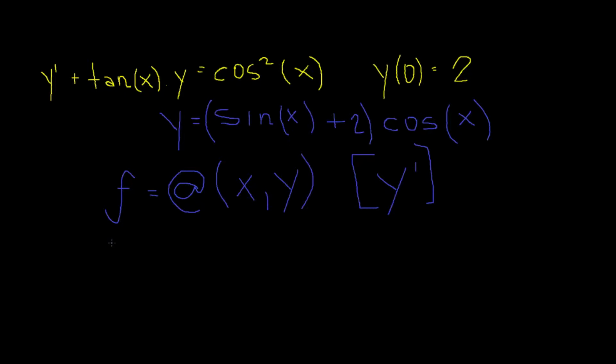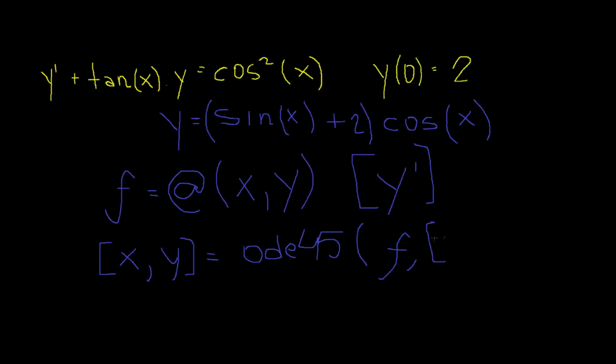and after, to get the final results, we are going to call a function called ODE45 for f, and here we're going to put the time span for the solution. Let's say from 0 to 10, and here you're going to put the initial condition, which is 2 in this case.